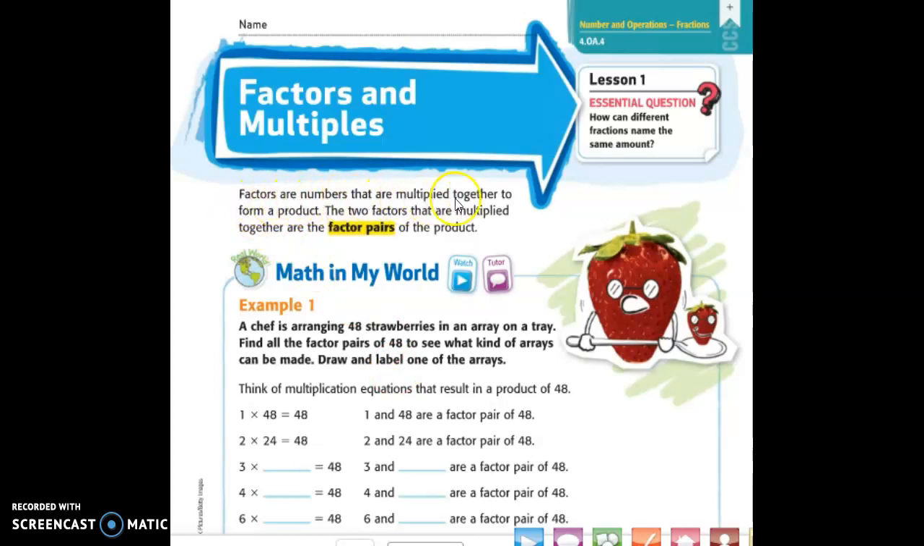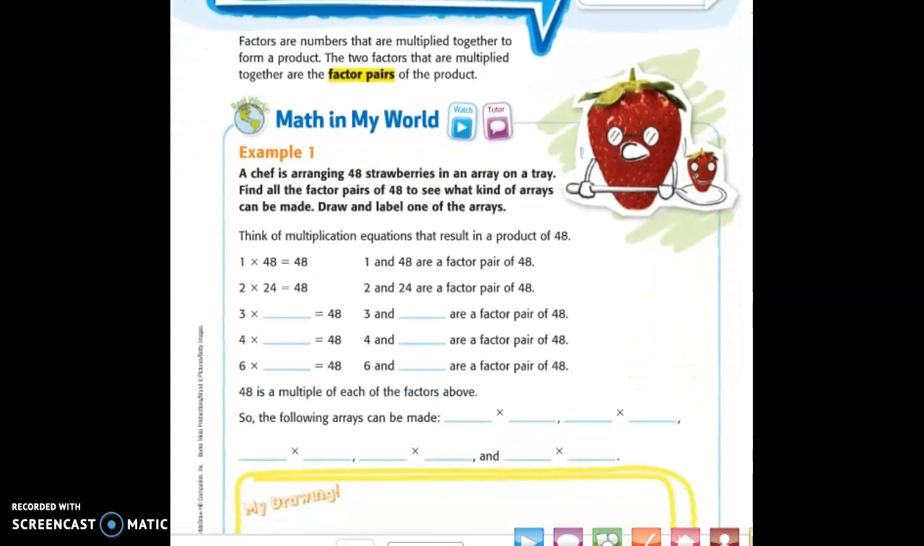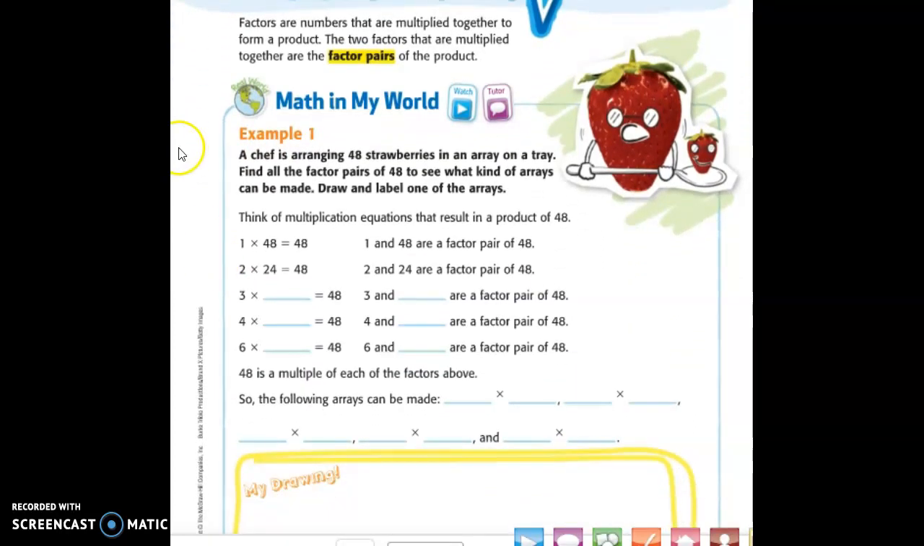Factors are numbers that are multiplied together to form a product. The two factors that are multiplied together are the factor pairs of the product. So if you're doing 2 times 4 equals 8, 2 and 4 are the factors and 8 is the product. It's basically what that's saying. So here we've got example 1.